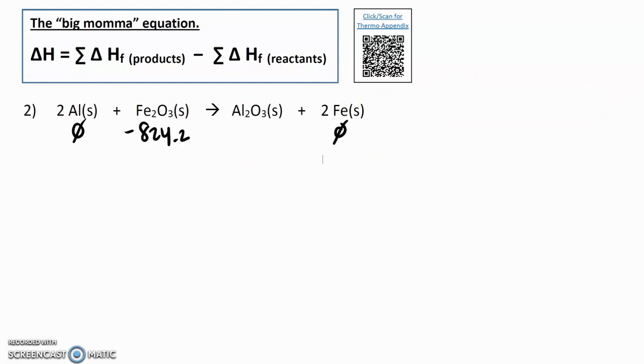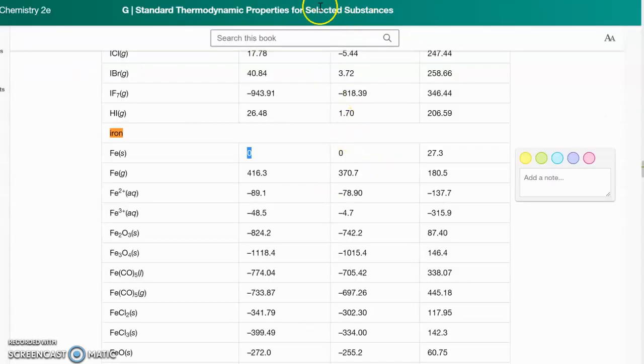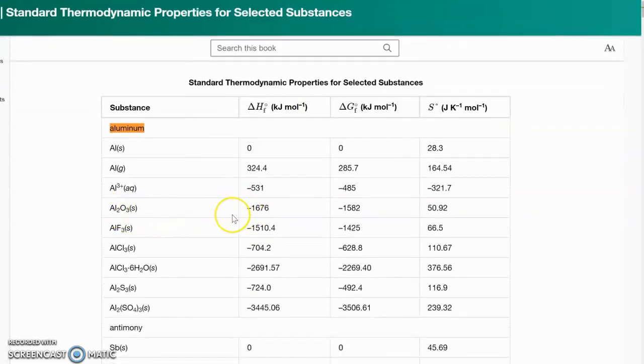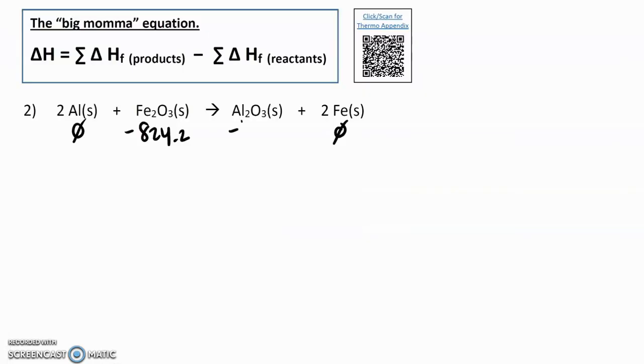All right, back to aluminum, where you need to look up aluminum oxide solid. So type in aluminum into my Control F. Aluminum oxide, negative 1676. All right, so negative 1676. And we're going to multiply by their respective coefficients. So aluminum gets multiplied by 2, iron oxide by 1, aluminum oxide by 1, and iron here by 2.